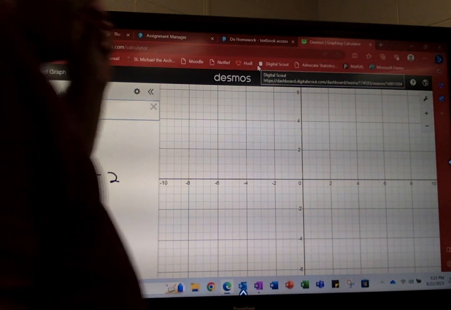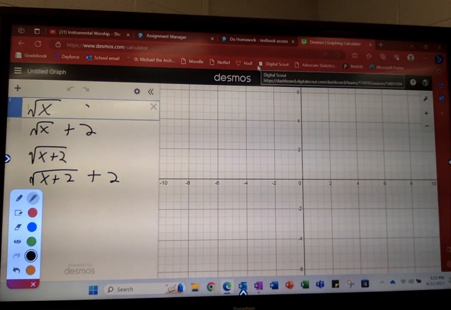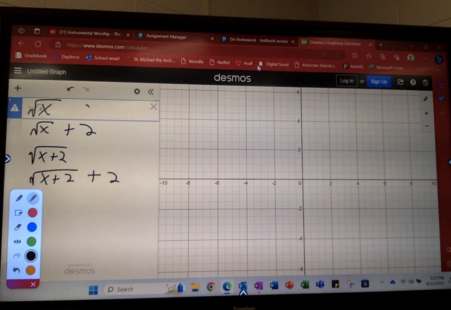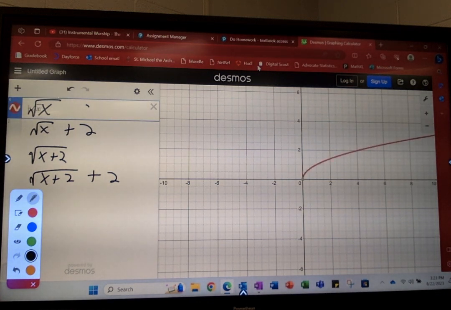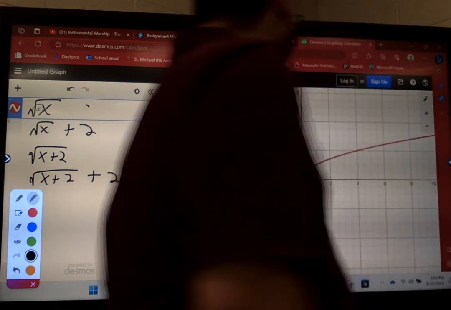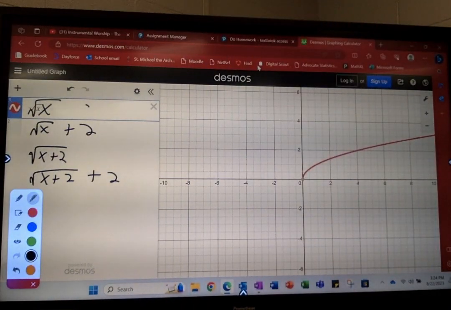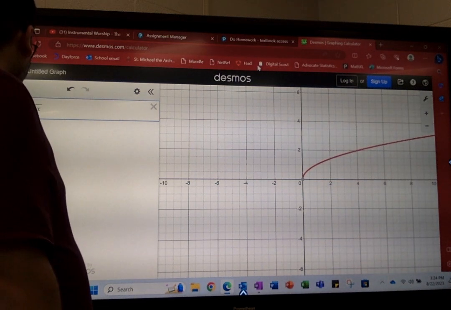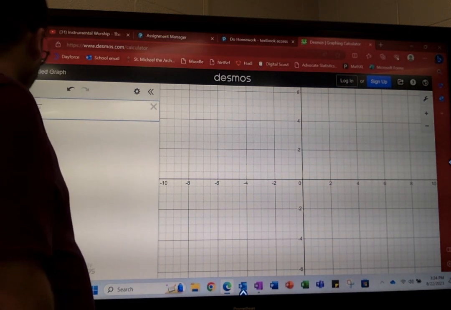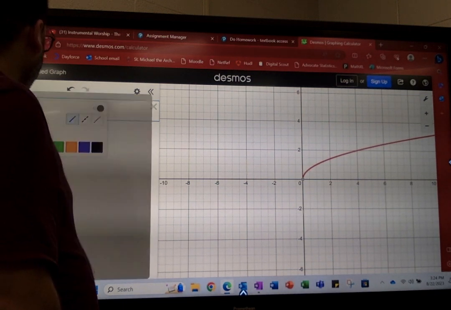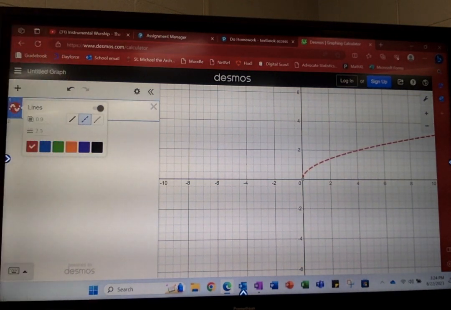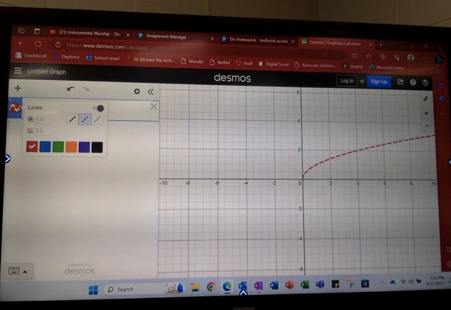All right, so let's type in this first function. Square root of x. Take this off. And here we go. There's my original function. Okay? I'm going to change it up so that it's a dotted line, because I always want my parent function to be a dotted line here.